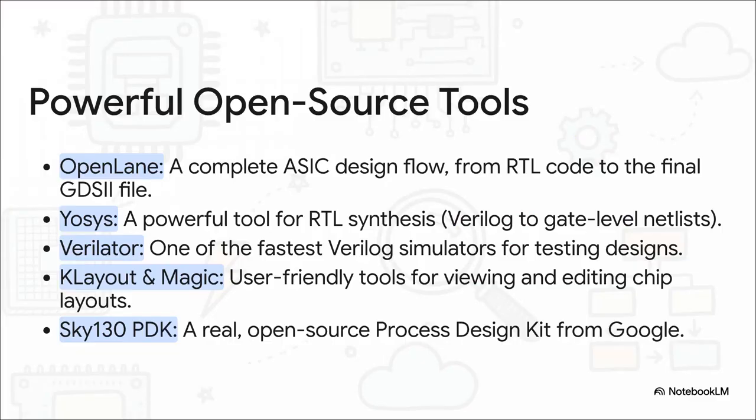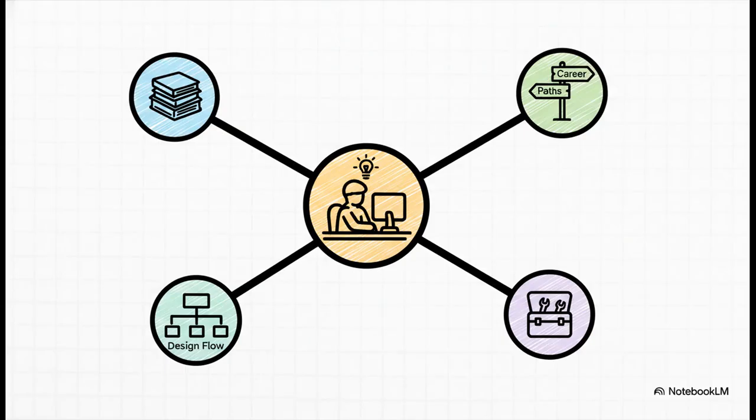And this right here, this list, is why it's such an exciting time to get into this. I mean, look at these. These are not some watered-down for students-only toys. No way. A tool like OpenLane lets you run the entire design flow, from your very first line of code all the way to the final file you'd send to a factory, just like a professional. And then you have something like Google's Sky130 PDK, which is a real open-source process design kit. That means you can design a chip for an actual manufacturing process. This level of access for someone just starting out, it's a total game changer. It's absolutely revolutionary.